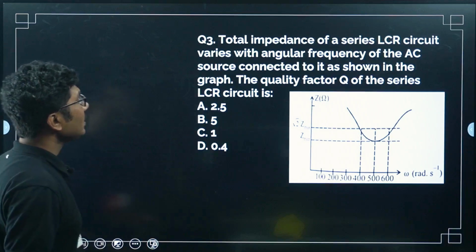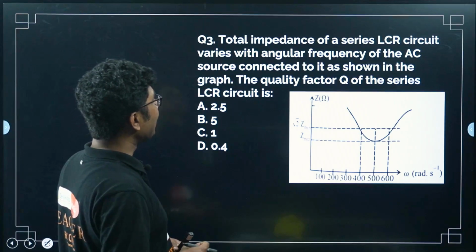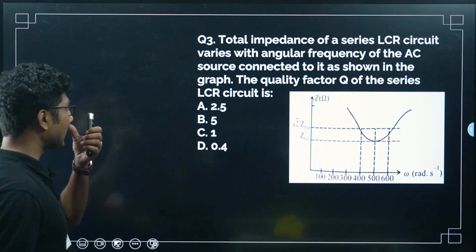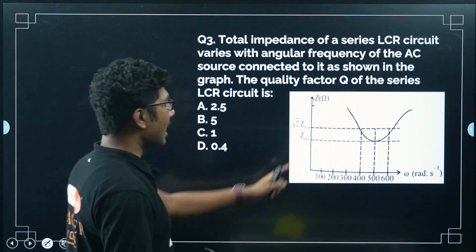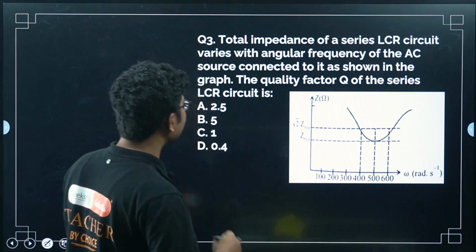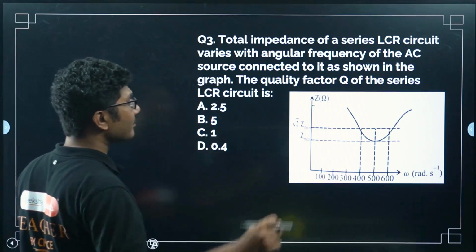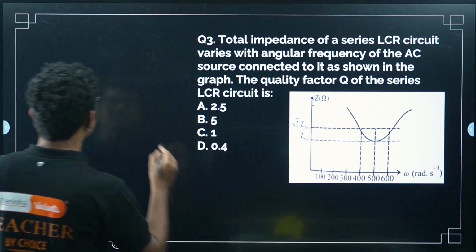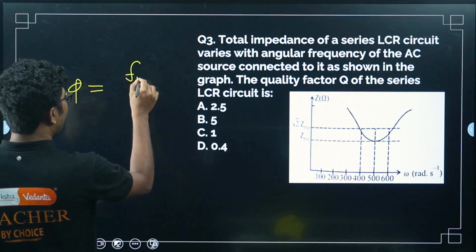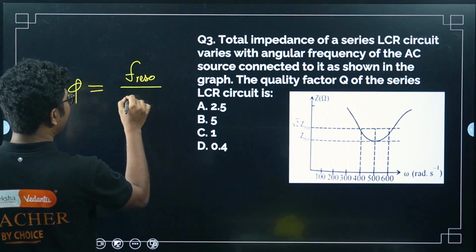Now the total impedance of the series LCR circuit varies with the angular frequency of AC source connected as shown in the figure. Now this is an out of syllabus question. This Q factor, I think this question I forgot to remove. So this question is out of syllabus. Q factor is basically resonance frequency divided by bandwidth.